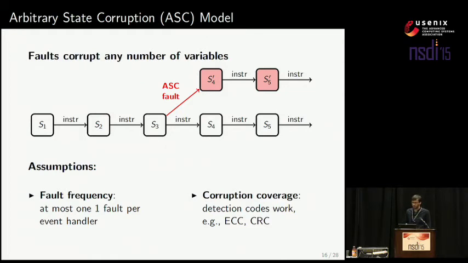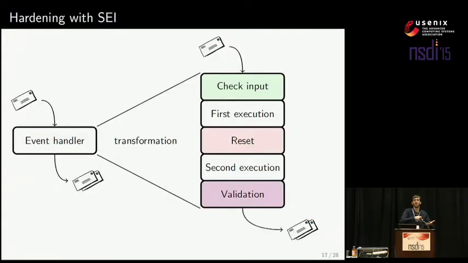Now the algorithm is a two-step algorithm. There is first a transformation of the existing system, and then in runtime the algorithm performs several additional steps. The transformation takes every event handler of the processes of the distributed system and expands them in multiple phases. And these phases then in runtime work as follows.